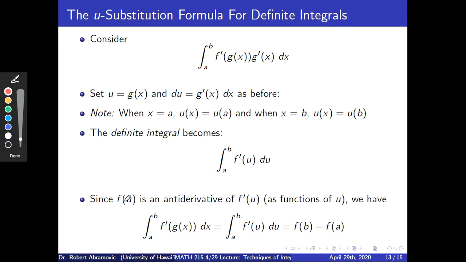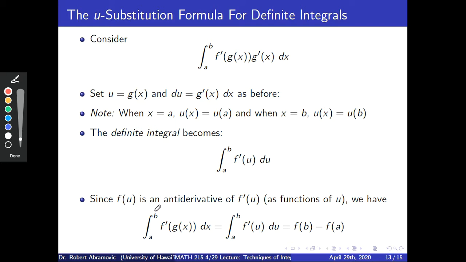Here, f of u is an antiderivative of f prime of u as functions of u. So we have the integral from a to b of f prime evaluated at g of x, which is the same as the definite integral of f prime of u times du, which is equal to f of b minus f of a. So it's important here.